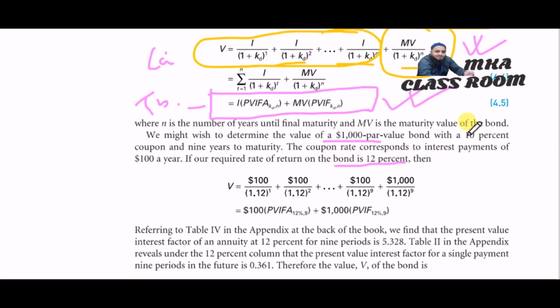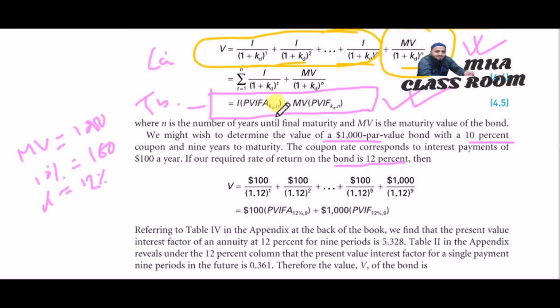So here we have the maturity value, that means 1000 taka. The 10% coupon means it provides 100 taka per year, 10% of 1000. And the required rate of return, K, is 12%. Then what would be the value of this bond?